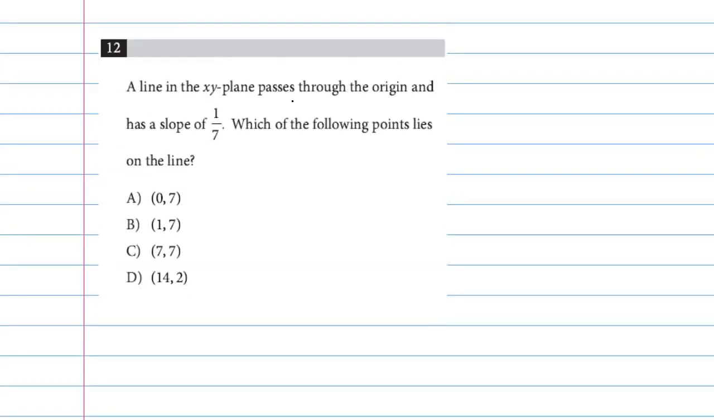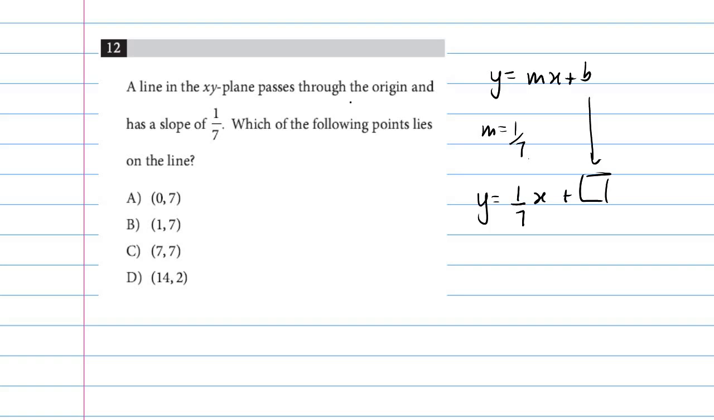A line in the xy plane passes through the origin and has a slope of 1 over 7. Which of the following points lies on the line? Okay, so how do we look at this? The equation of this line should be y equals mx plus b type, right? It directly says it has the slope of 1 over 7. So m is equal to 1 over 7. So no issue with that. So this is going to be 1 over 7 x and something over here, which is the b value.